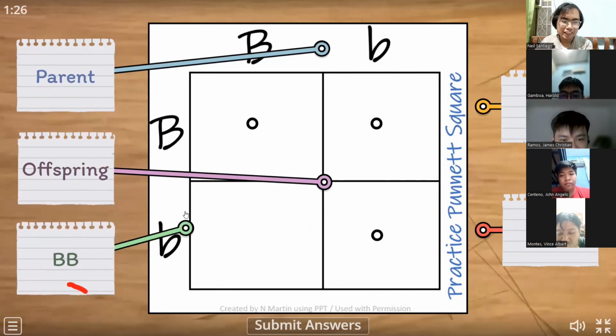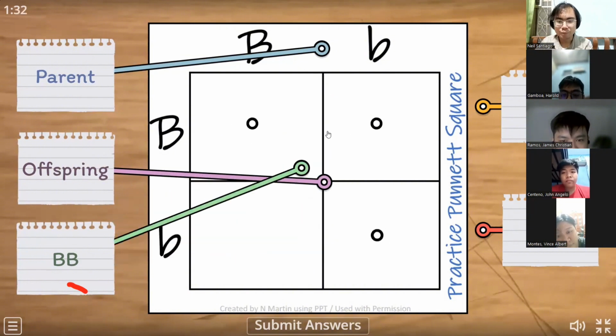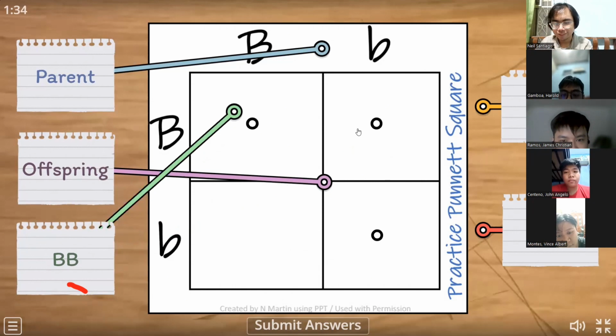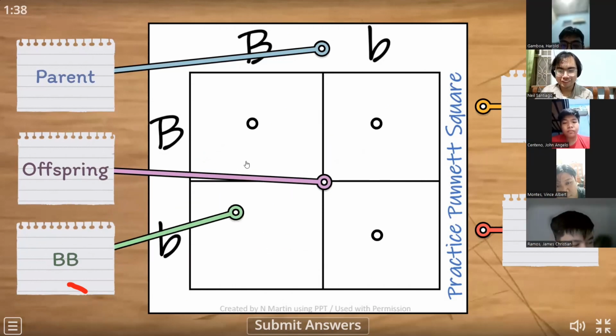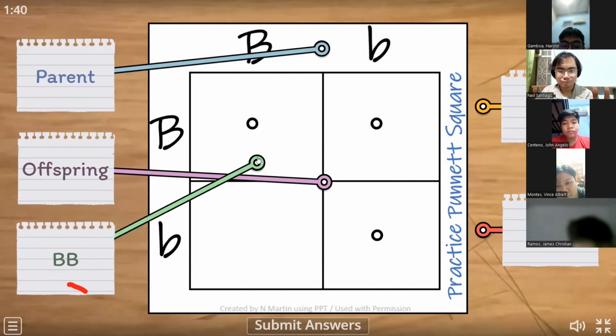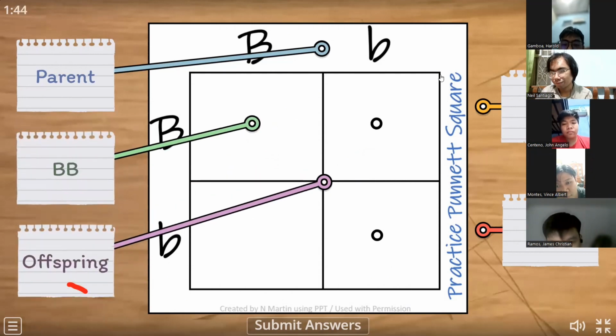Up next, a homozygous dominant result. Which of these three will yield a homozygous dominant result? Okay, Mr. Gamboa. The top left square. Thank you.